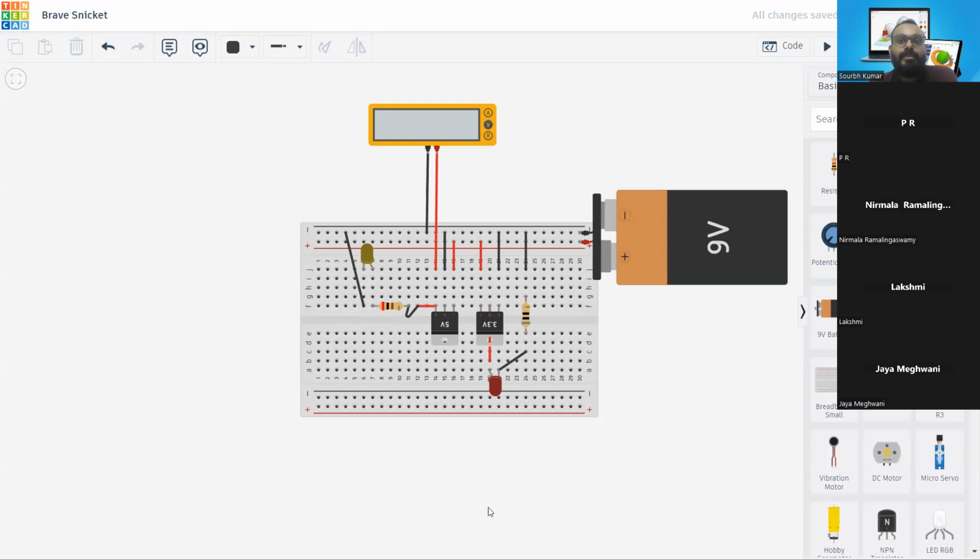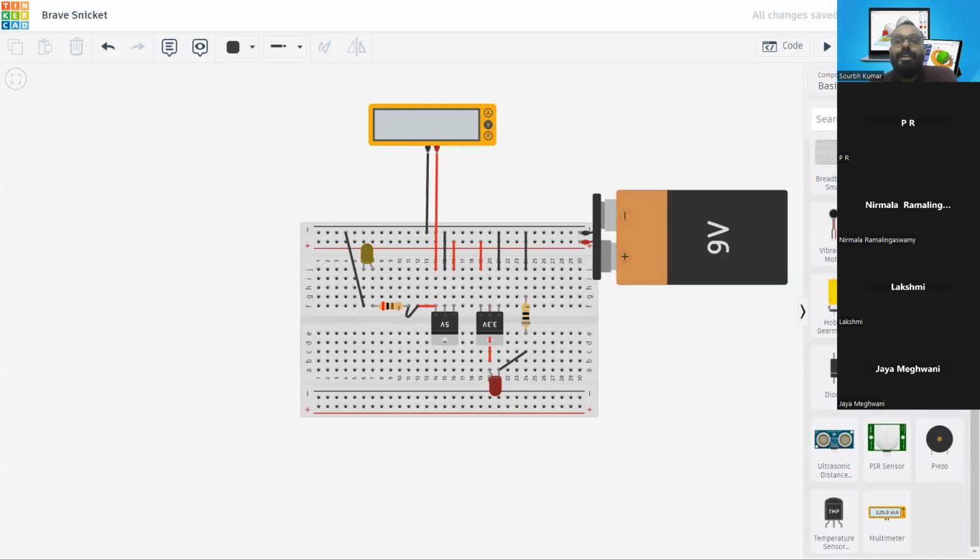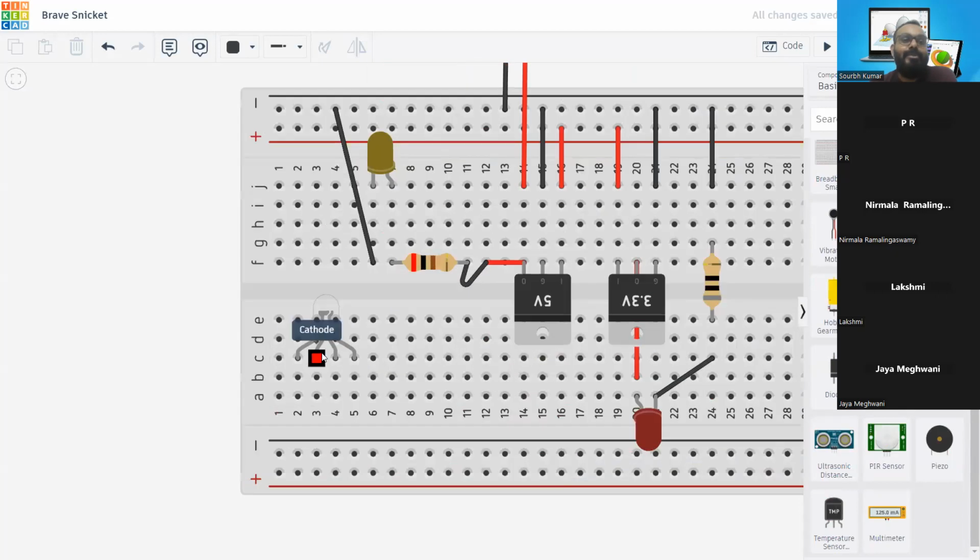Sourabh, sorry to disturb, I wanted to interrupt you. Is it possible for you to quickly explain, I found a component called RGB bulb. What is that? Okay, an RGB bulb is a red, green, and blue bulb. So it will have 4 pins, like this one, 4 pins.